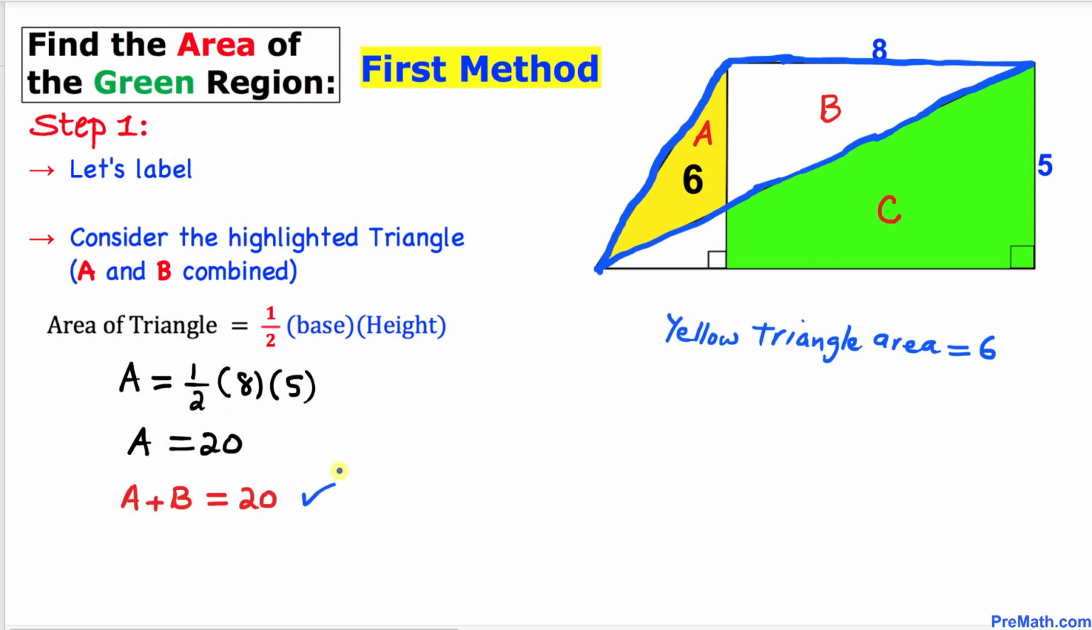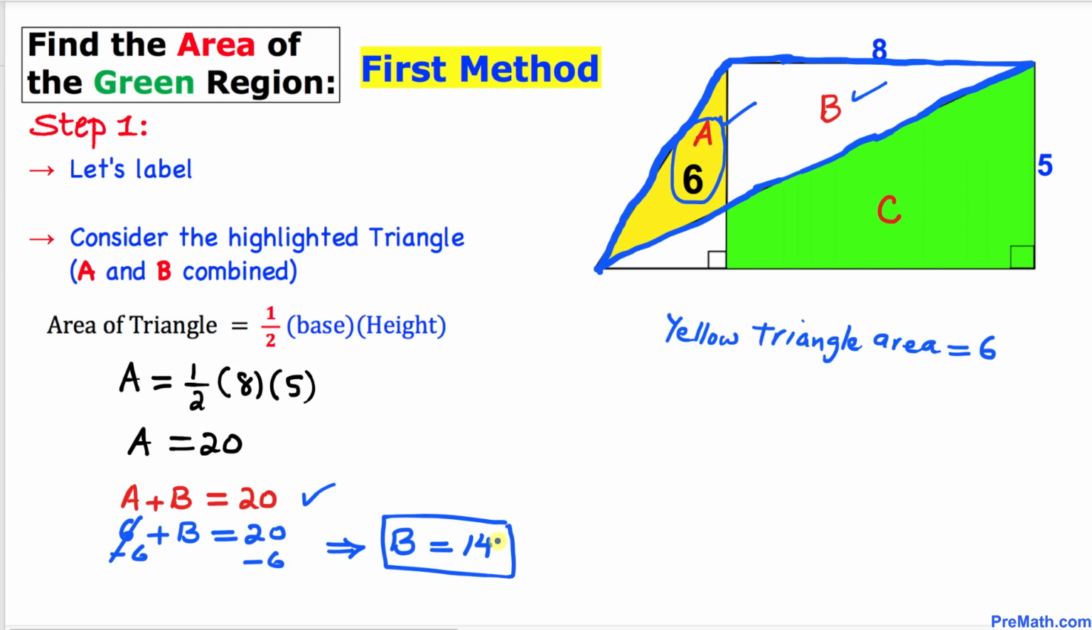And this area represents the combined area of A plus B. So no wonder I put down A plus B equals 20. But we know our area A is 6 units. So I'm going to replace this by 6 plus B equals 20. Let's subtract 6 from both sides. So that means this 6 and 6 cancel out. Our B area turns out to be 14 square units. So thus the area of this B region turns out to be 14 square units.